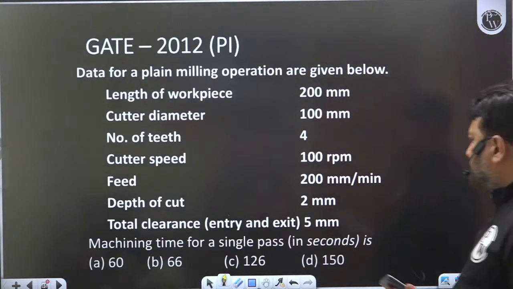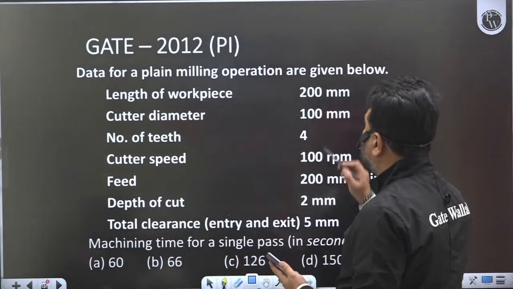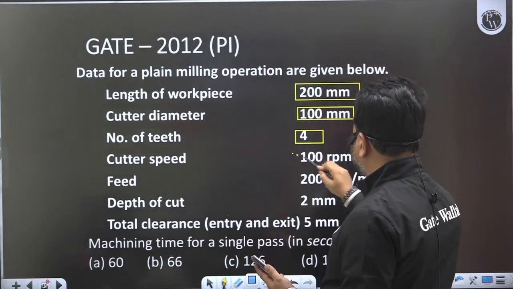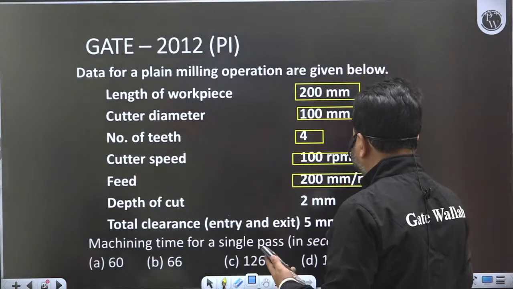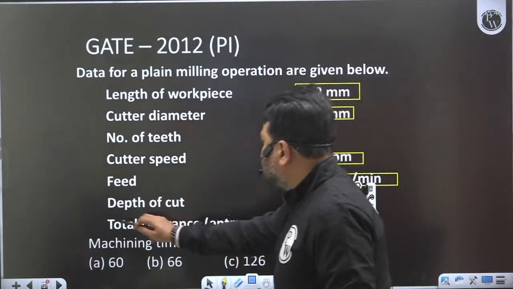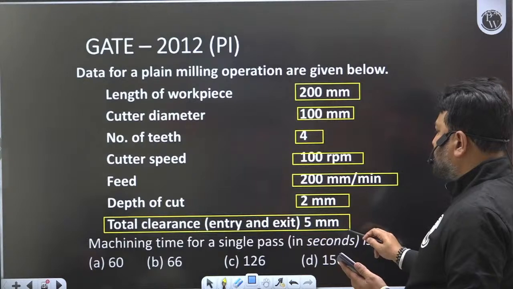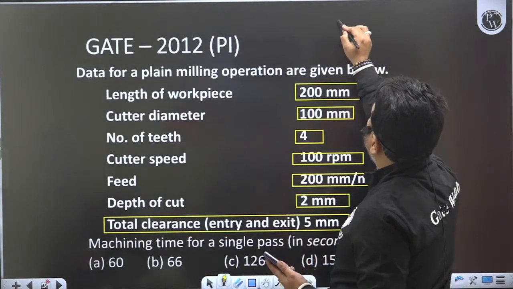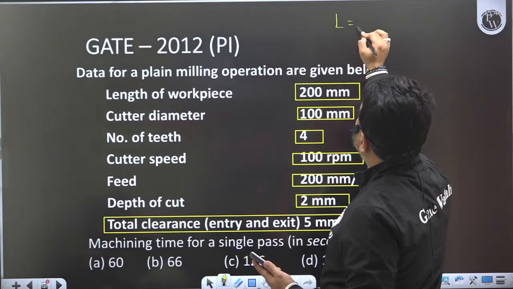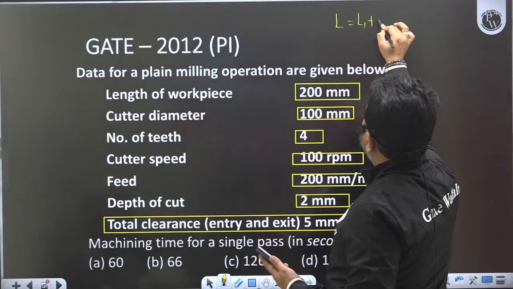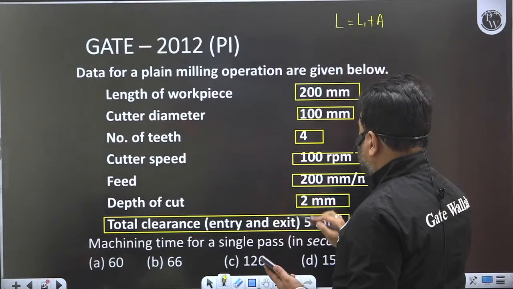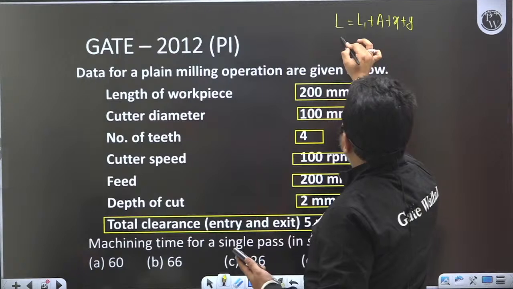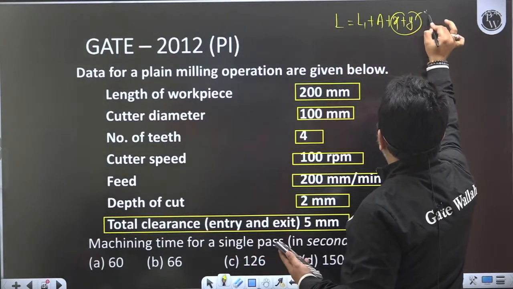Here the length of the workpiece is given, cutter diameter is given, number of teeth, cutter speed, RPM, feed is given, depth of cut is given, and total clearance, that is entry plus exit, is given, that is 5 mm. So the total length is L1 plus approach entry, that is x, plus exit, that is y. This is given as 5 mm.